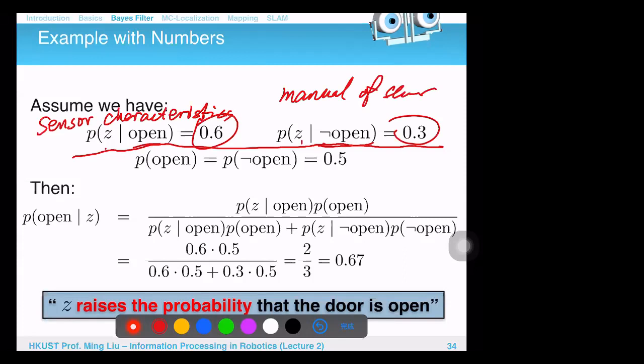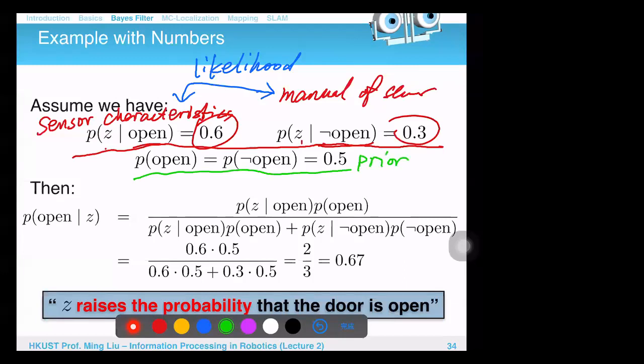And another thing, this is called the likelihood. Another thing is this one, which is the prior. That means typically, will this door you're observing be open or not? If you have nothing else to say, then probably it's half, half of the probability.